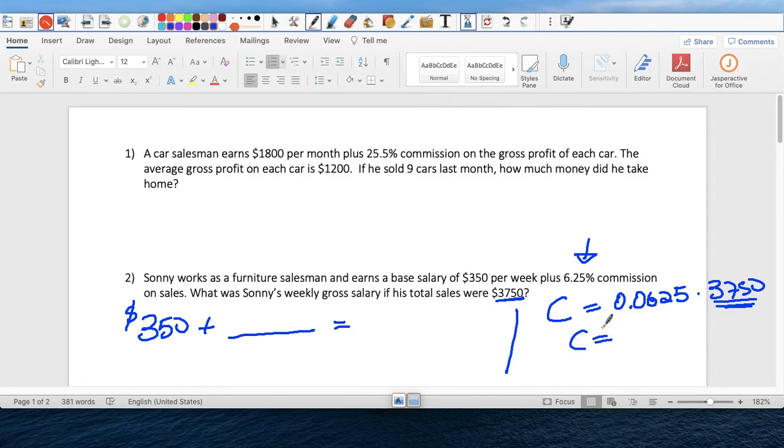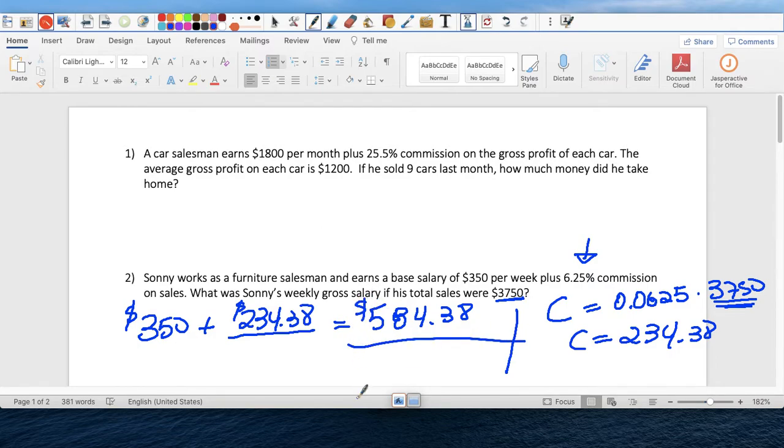So 6.25%. What is 6.25% of 3,750? That's what we calculated, 0.0625. That's going to give us $234.38. And that's going to help him, plus the 350. 350 plus 234.38 makes it a little bit better for him to survive, especially if he has a family. So that's how much he takes home per week.